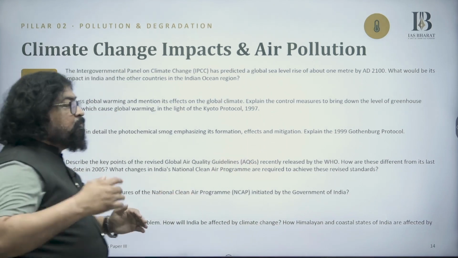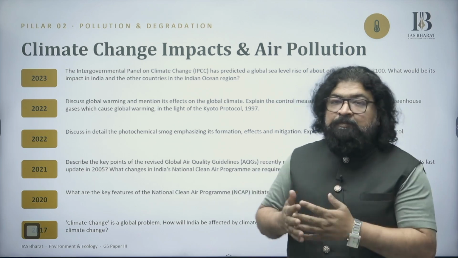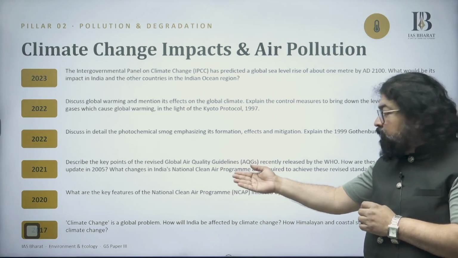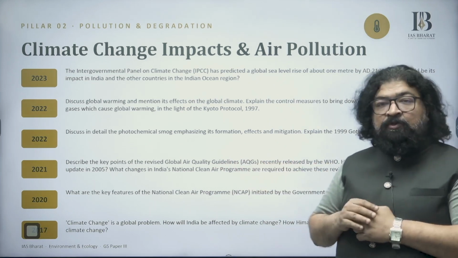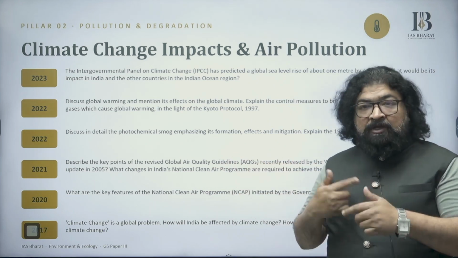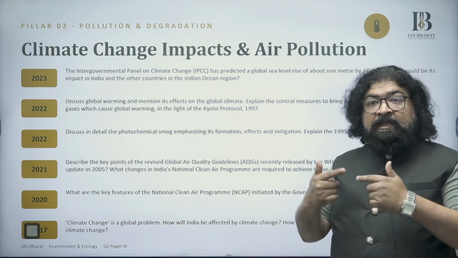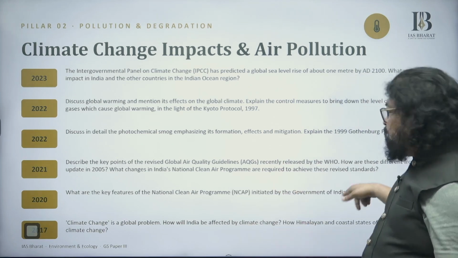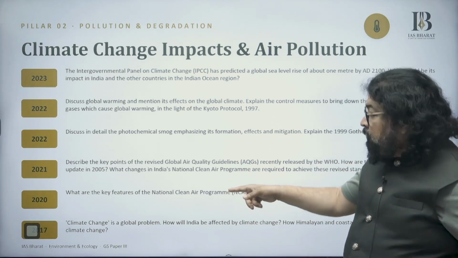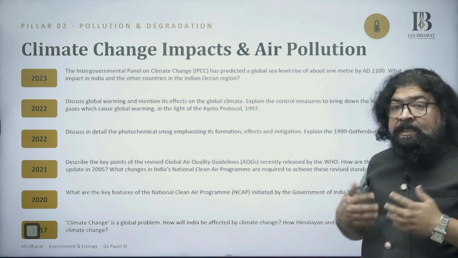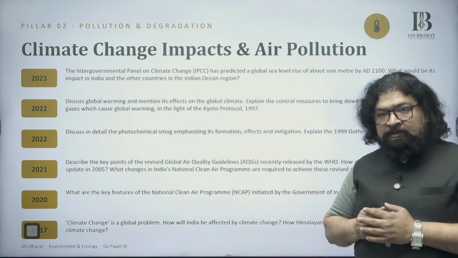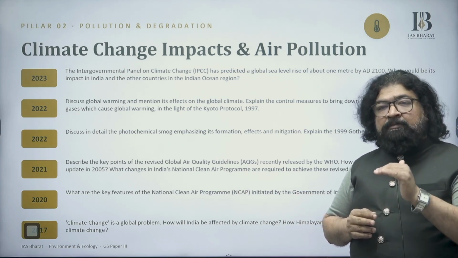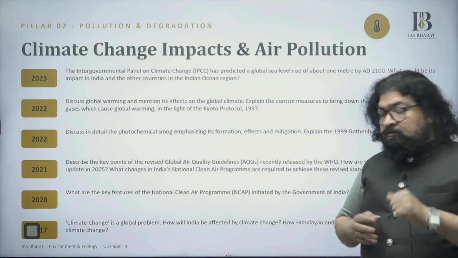Then 2021, based on the air quality part, WHO guidelines: it is asked to describe the key inputs of the revised global air quality guidelines recently revised by WHO and what changes India has to make in the national ambient air quality. What programme do we have by the Central Pollution Control Board? That is the second part. 2020 question: what are the key features of the National Clean Air Program, NCAP, of the central government, where we are trying to control PM 2.5, particulate matter 2.5, and PM 10? So that comes into that.